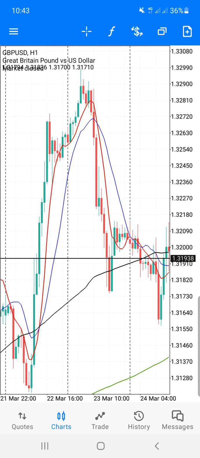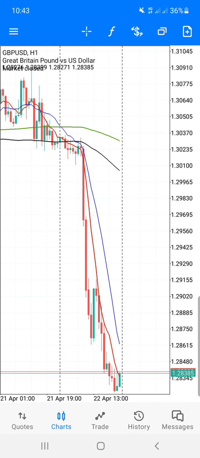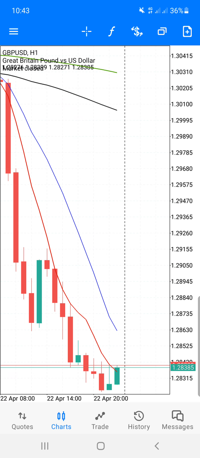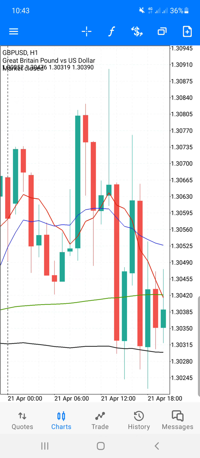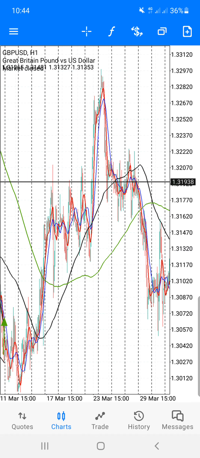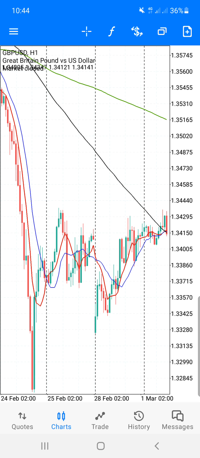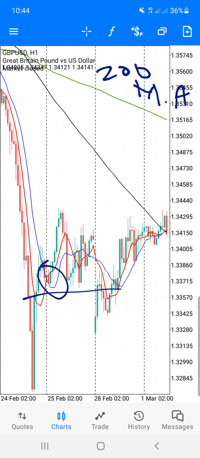So let me check for another example where a golden cross happened, where we are clearly in a downtrend, but we saw a signal for buy. Let me check. Okay, see this case here, we are clearly in a downtrend. See our 200 moving average here, 200 MA. But you notice that the red moving average crossed the blue moving average from down to up, indicating a buy signal. So you just pick.